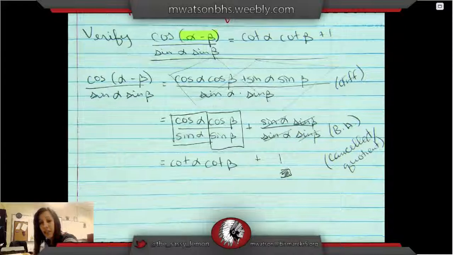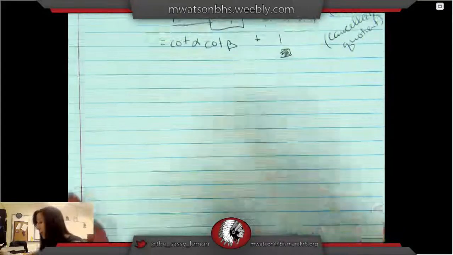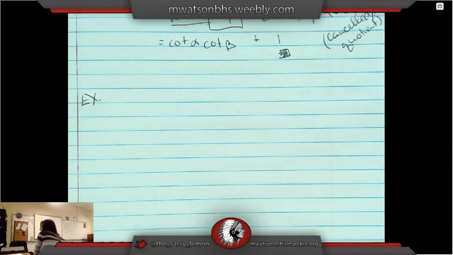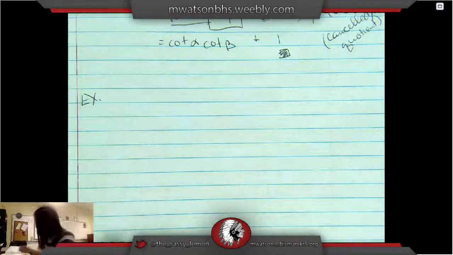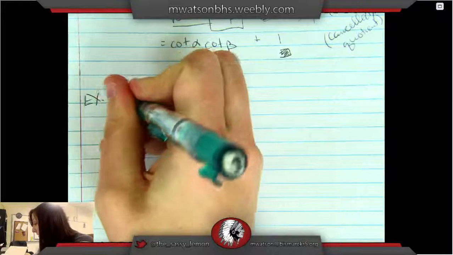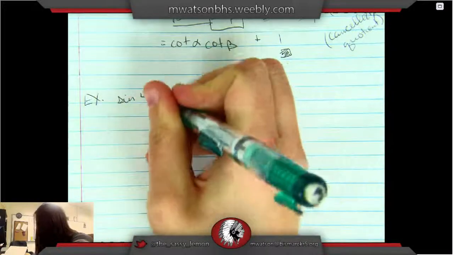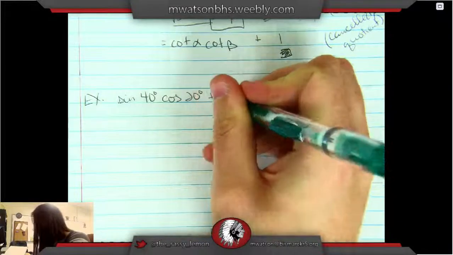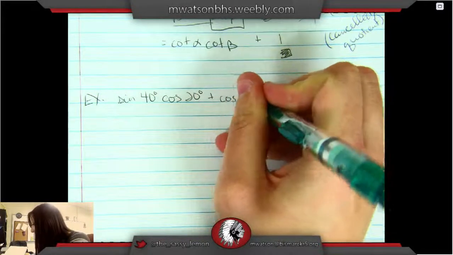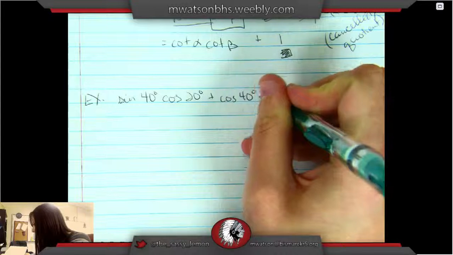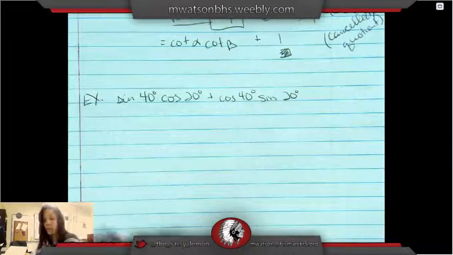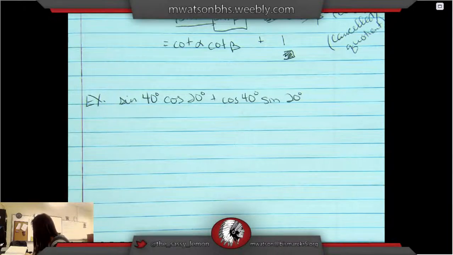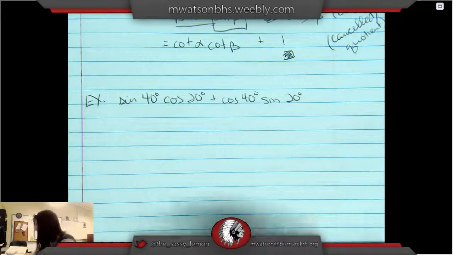Now I know I promised you just one verifying problem. I'm not going to verify another, but I am going to give you one more example to have in your notes. My students last year had trouble with this, and I had forgotten about it till just now. But say I give you something like sine of 40 degrees times cosine of 20 degrees plus cosine of 40 degrees times sine of 20 degrees. And they want you to find the exact value.